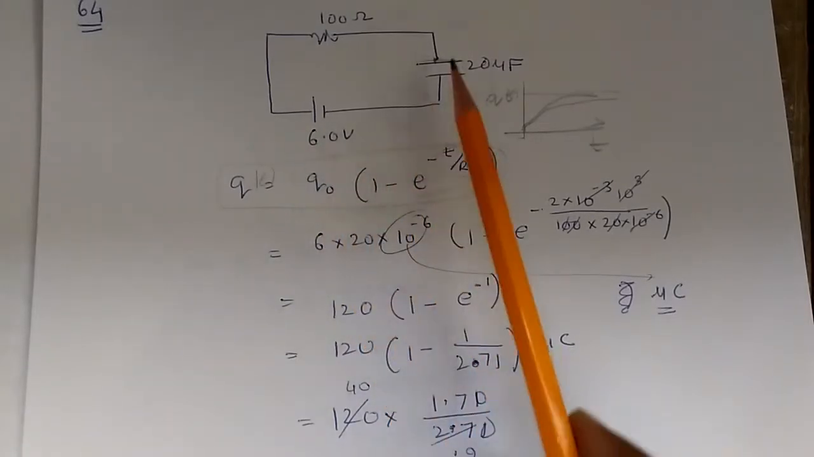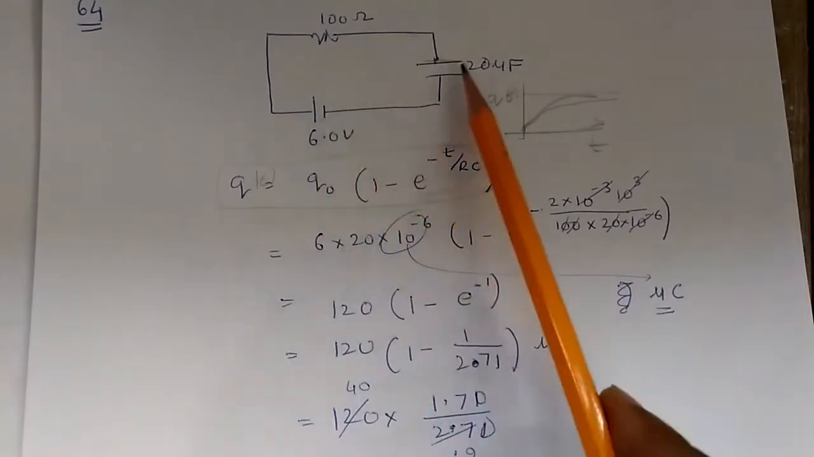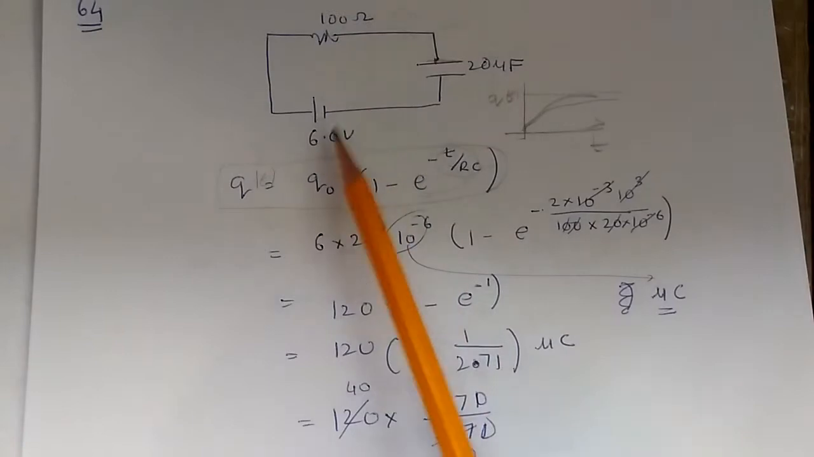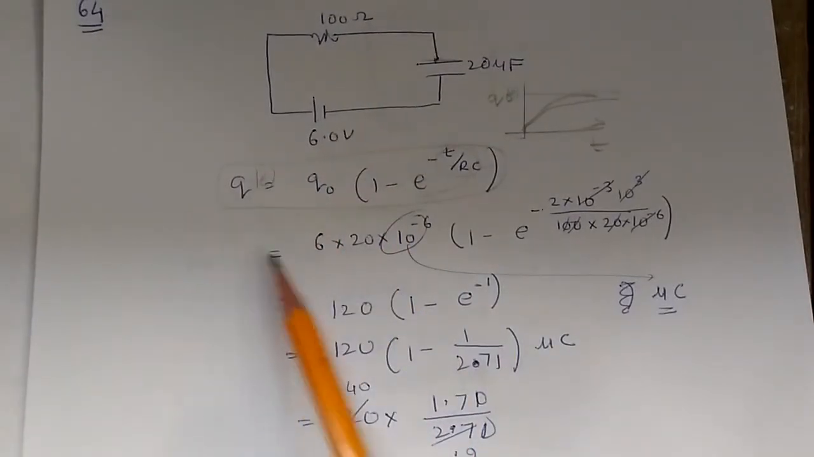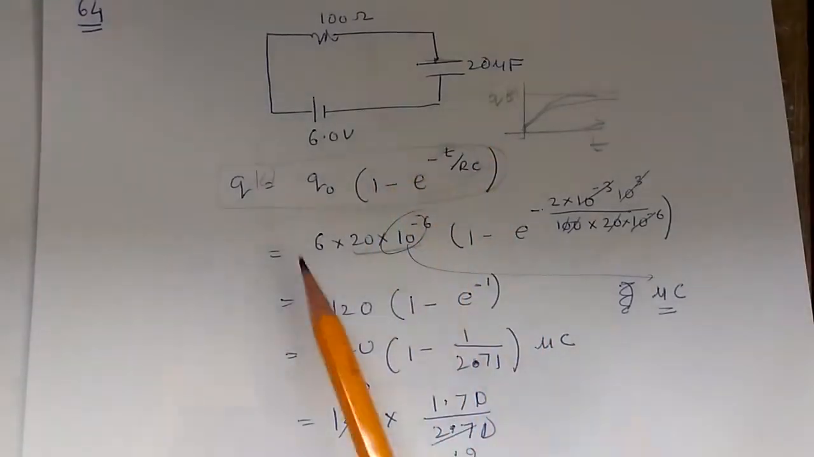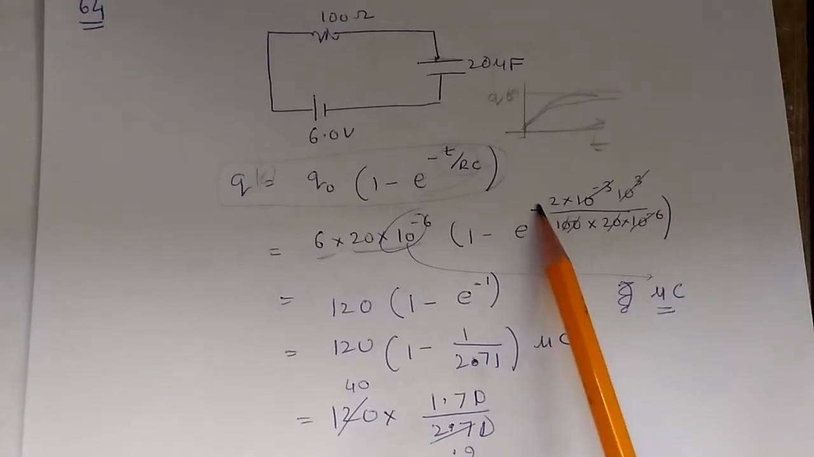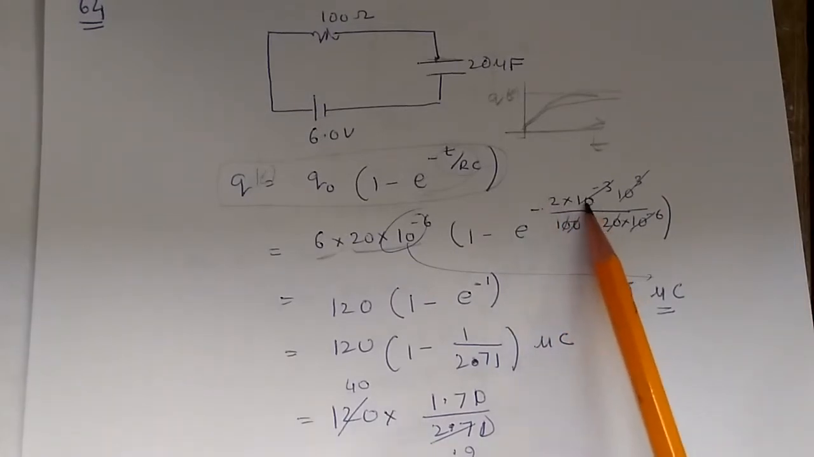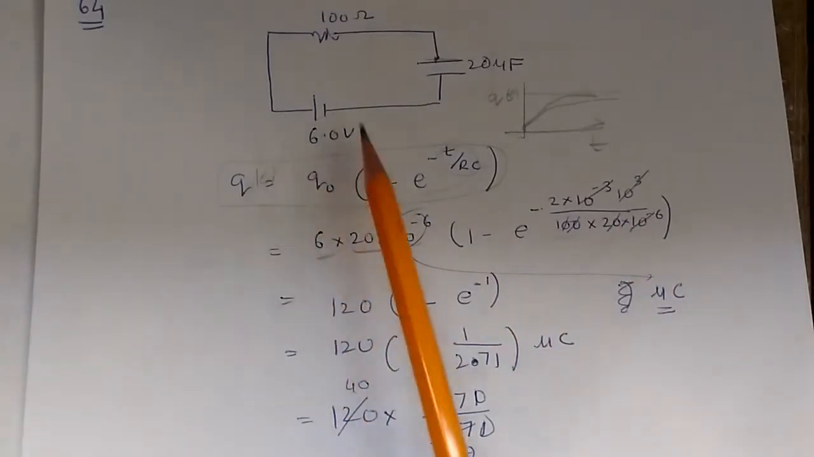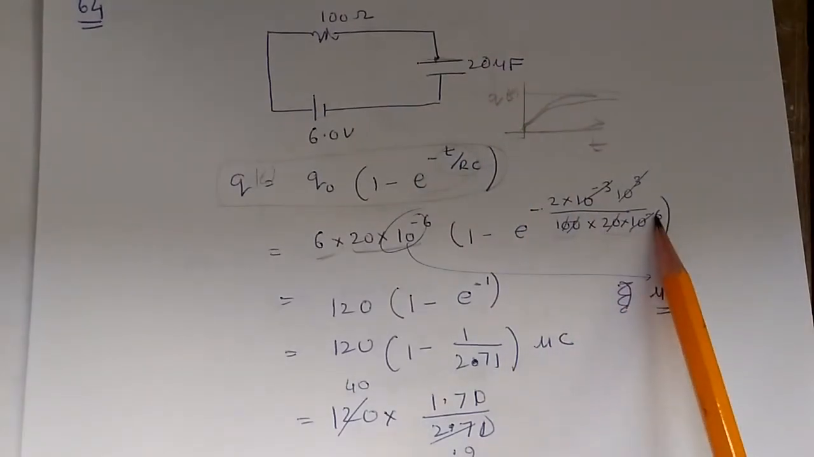Now Q naught is the final stable charge. It's given by CV, where V is the final stable voltage delivered by this battery and C is the capacitance. So we can find Q is equal to C, which is 20 microfarad, times V, the 6 volt battery, times 1 minus e to the power minus t, which is 2 milliseconds, 2 times 10 to the power minus 3, divided by R, which is 100 ohm, and C, which is 20 times 10 to the power minus 6.